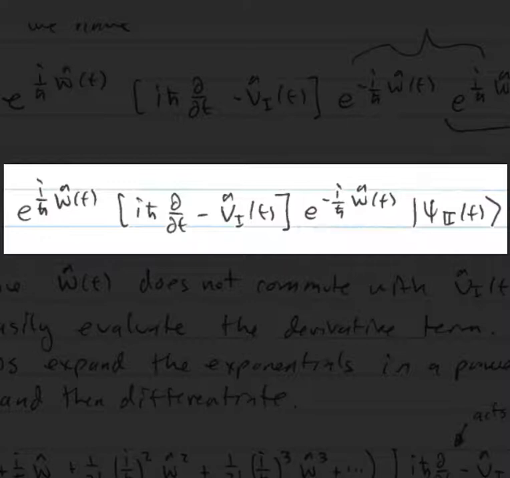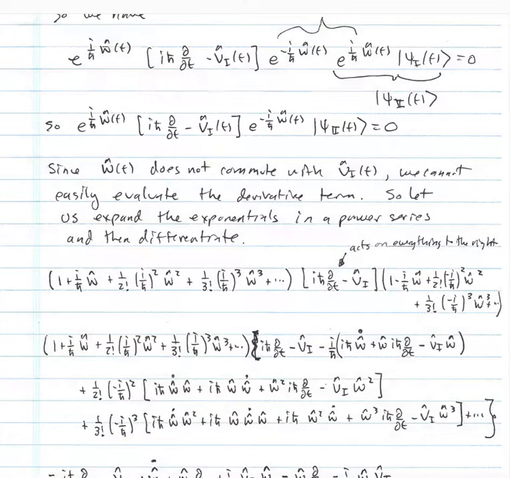And so we have no idea what the time derivative of that exponential factor is. Indeed, that's really what we need to try to work out in order to figure out how to get this expression into something that we can actually work with. Okay, so the main point is that because w of t does not commute with vi of t, we cannot easily evaluate the derivative term.